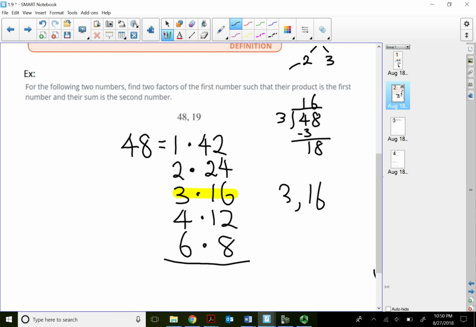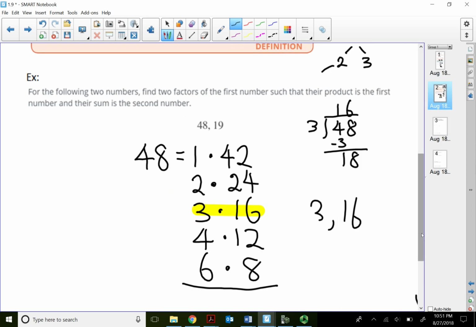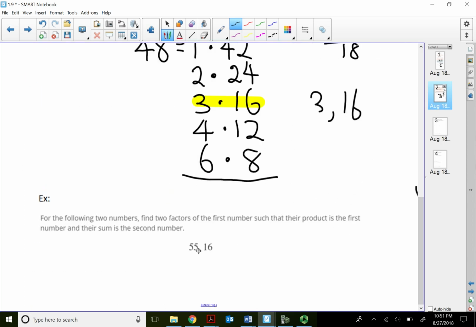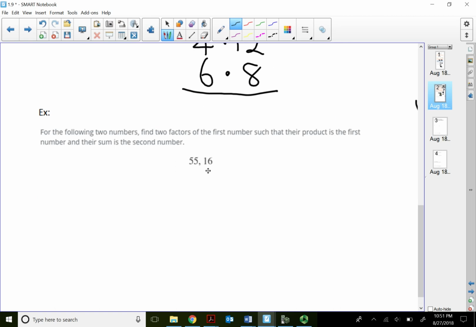All right, let's try another one real quick. 55 and 16. What times what is 55 and has a sum of 16? For 55, I'm going to start with 1 times 55. After 1, you try 2. 2 cannot go into a number that ends with a 5. What about 3? 3 times something could end with a 5, since 3 times 5 is 15, so let's try it.